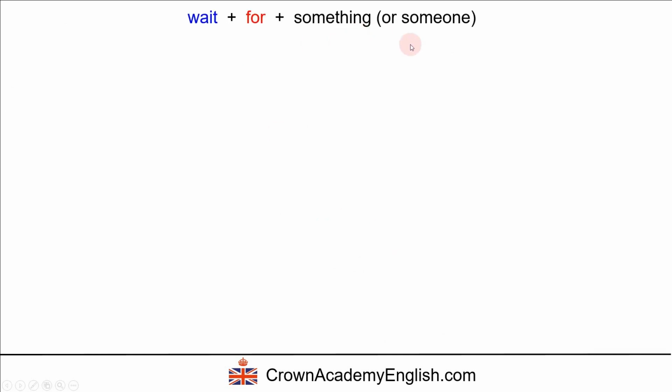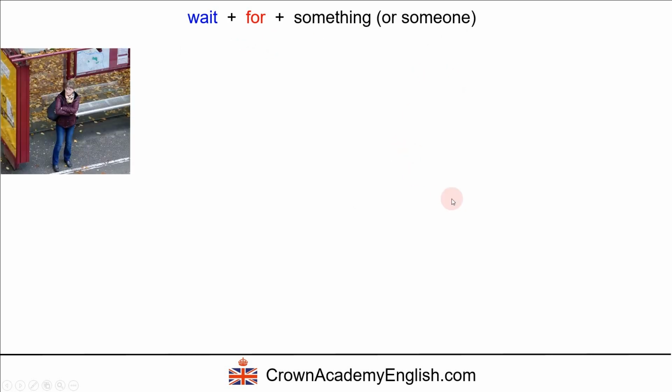Wait for something or someone. So I'm sure you all know what wait means. Well, we use the preposition for after it. Common example, she's waiting for a bus. We can also say she's waiting for a train, or a tram.